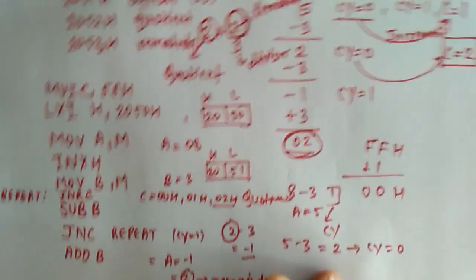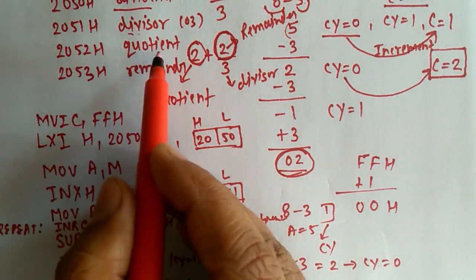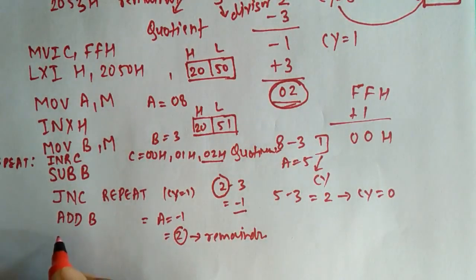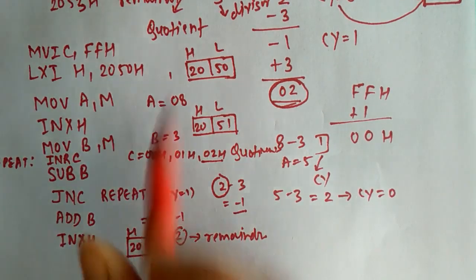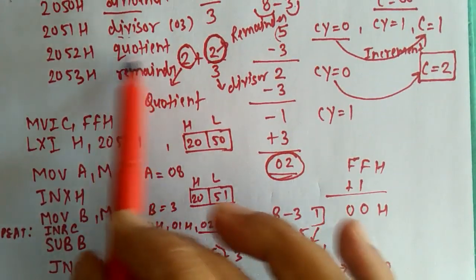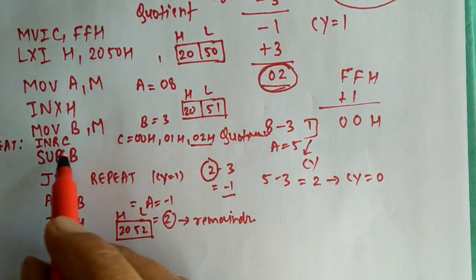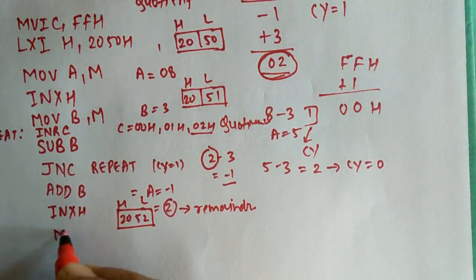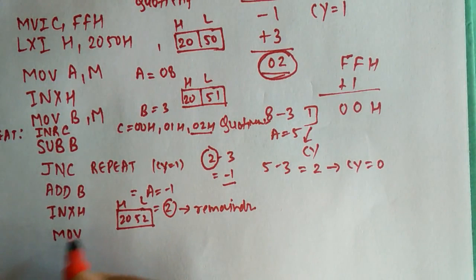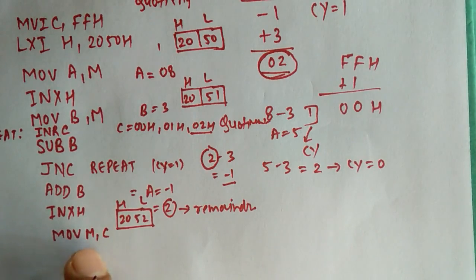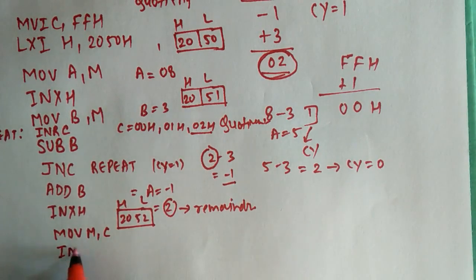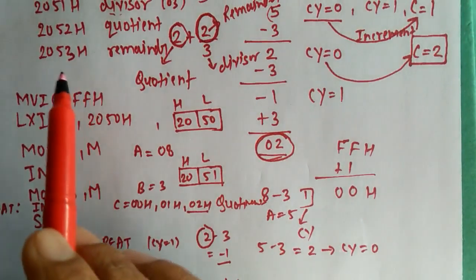As we had decided that 2052H will have the quotient, on writing INX H, we will get the content of HL as 2052, and at this location we have to store the quotient value. Our quotient value is in register C, so we can write directly MOV M, C. So the content of C is copied to the memory location, and at the next memory location, 2053H, we have to store the remainder.